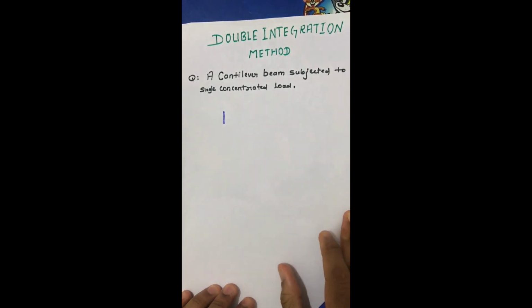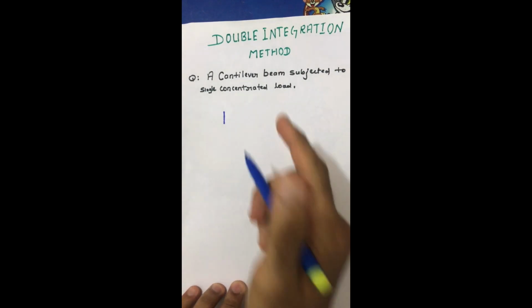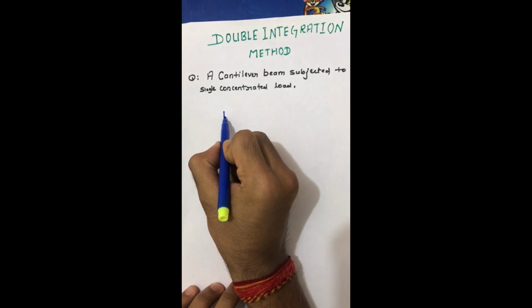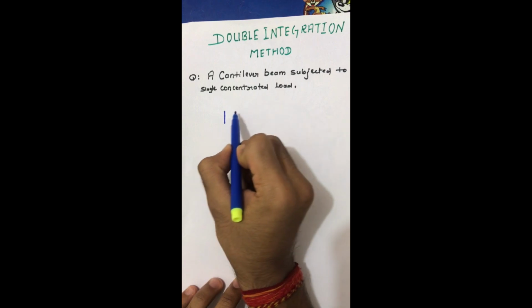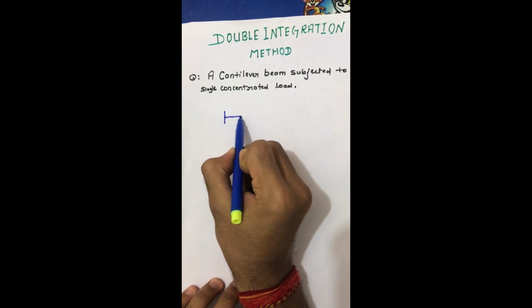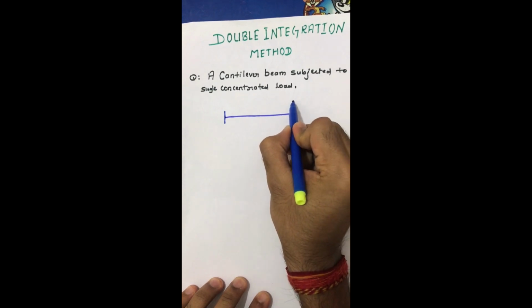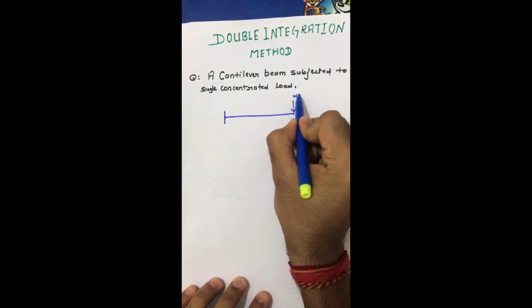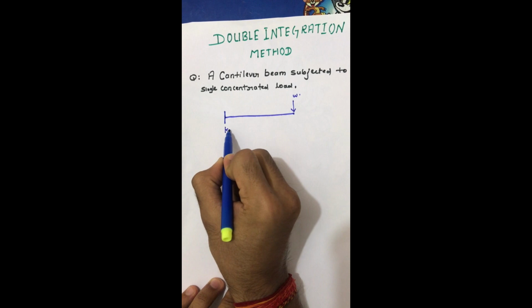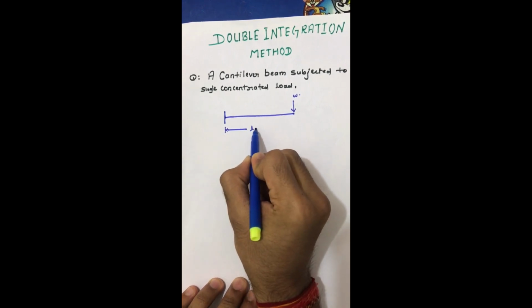Let us first make the pictorial form of this question. It says a cantilever beam is subjected to a concentrated load. See, it will be like this. It is a cantilever beam and it is subjected to a concentrated load. Now let us suppose its length is L.